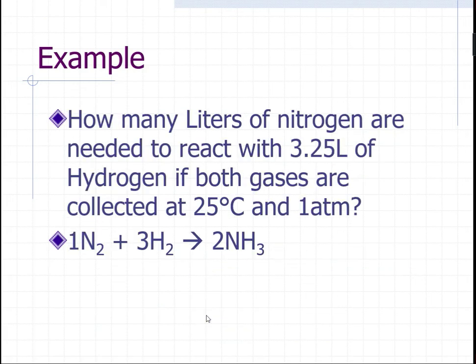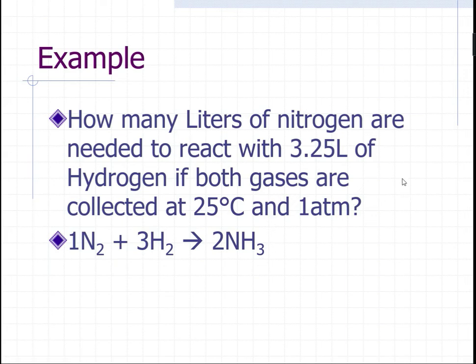Here's one with volume. How many liters of nitrogen are needed to react with 3.25 liters of hydrogen? Again, here's the caveat. Both gases have to be collected at 25 degrees and 1 atmosphere, the same temperature and pressure. If you change the temperature, say it's hotter in the beginning than in the end, or if it's collected at a different pressure in the beginning and the end, this conversion factor, this process doesn't work. We'll cover in Chem 2 what to do when you're not at the same temperature and pressure.